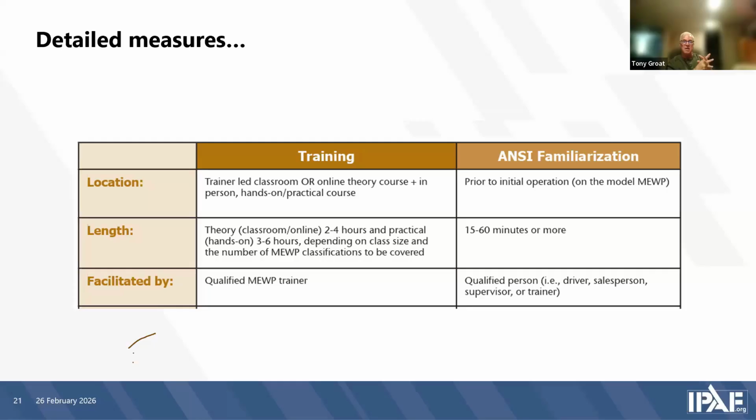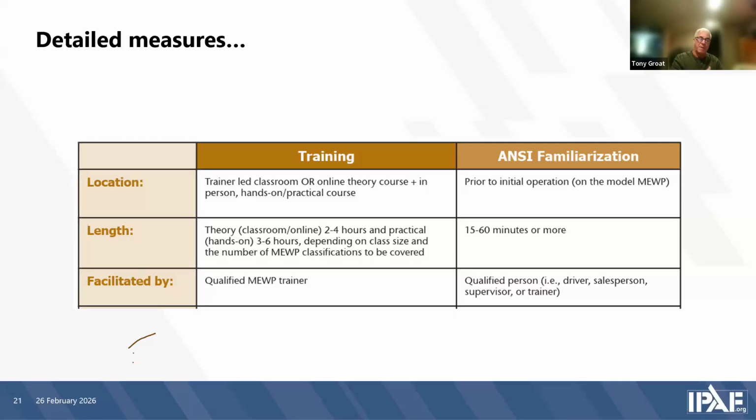And here I gave you an example of one of the detailed measures that you'll see in the training best practice. How long should it take? For training, you're going to look at theory, the classroom or online training, which should take about 2 to 4 hours, and the practical hands-on will take 3 to 6 hours. So you're looking at anywhere from 5 to 10 hours to do operator training.